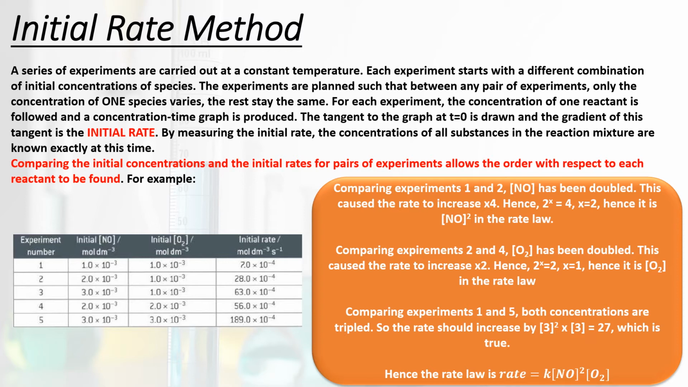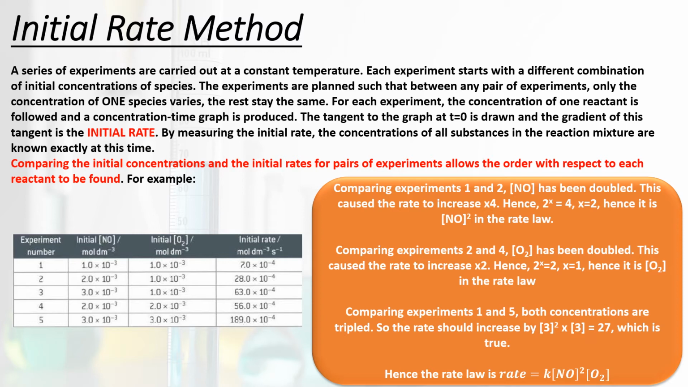One of the advantages of the initial rate method is that by using the initial rate, we know the concentrations of all substances in the reaction mixture at that time. They're known exactly. It's not like trying to measure the concentrations in the middle of a reaction where we might be unsure. At the start of the reaction, we know we are definitely going to have no product, and we will definitely know how much concentration of the reactants we started with. So comparing the initial concentrations and the initial rates for pairs of experiments allows you to work out the order with respect to each reactant, and then overall to work out what the rate law would be. So let's have a look at an example.